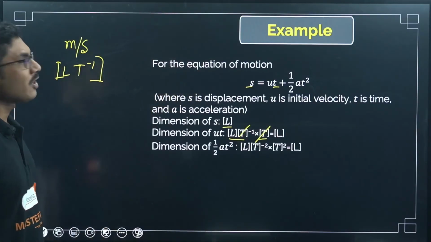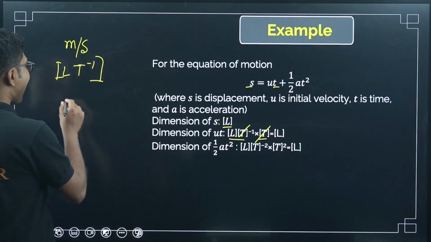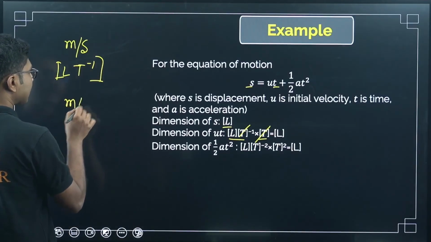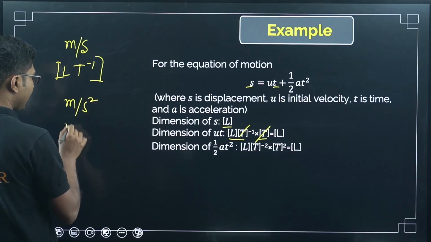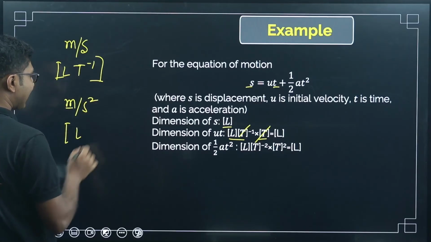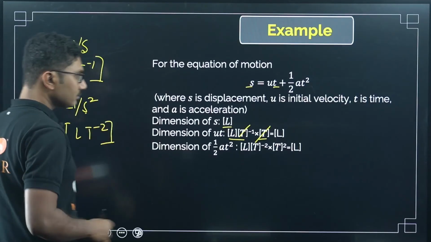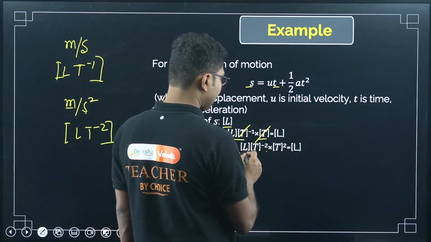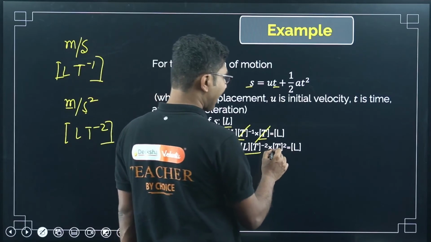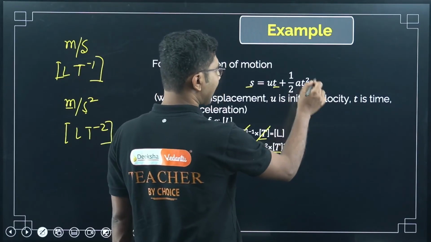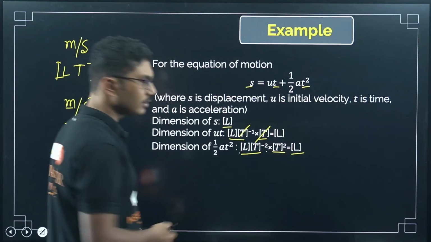Now what is the dimension of at square? What is a? a is acceleration. Its unit is meter per second square. So its dimension will be, meter is length, that is L, second square is in division, so T to the power minus 2. Right? So L T to the power minus 2 is the dimension of a, and times T to the power 2, because time square is there. So its dimension is also L.